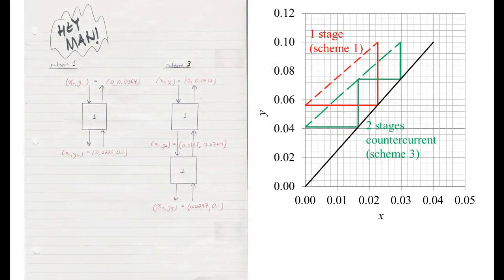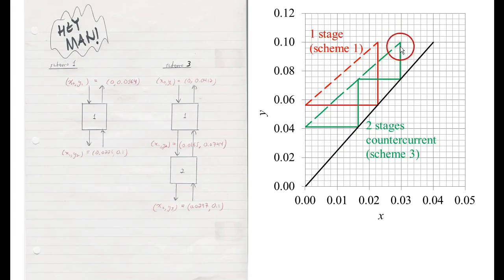Just for fun, or for my interest, what I've done here is taken scheme number 1, which was the single stage contact, and scheme number 3, which was the two-stage countercurrent contact, and I just wrote down the results for the mole fractions of benzene in the liquid phase and the gas phase above and below each stage. So you'll notice for scheme number 1, this XY pair is this. This point here has this X and this Y, which are in equilibrium. This point here is the X and Y below this stage. You'll notice that there's an interesting step that forms.